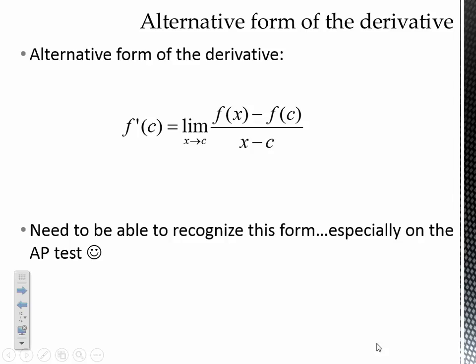You need to be able to recognize both ways. Like I said, on the AP test, you're going to get a problem where you have to recognize that it's a derivative, whether it's in this form or the original, limit as h approaches 0, that form. Okay?